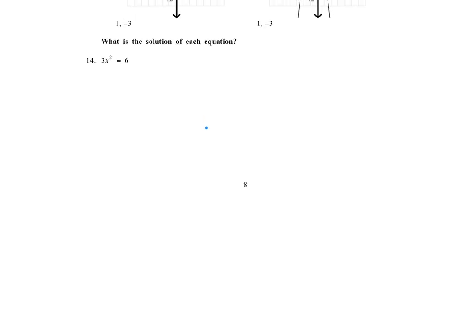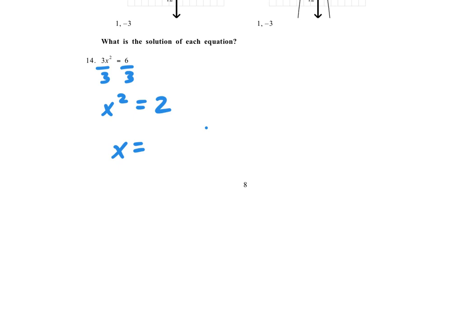Number 13, this is one of those where when we're looking for the solution, we want an exact solution. This is one where you wouldn't necessarily set it equal to 0 because we're going to use what we call the square root method. We're going to get x by itself. So my first step, divide by 3. So I get x squared equals 2. Okay, and then we're going to take the square root of both sides.